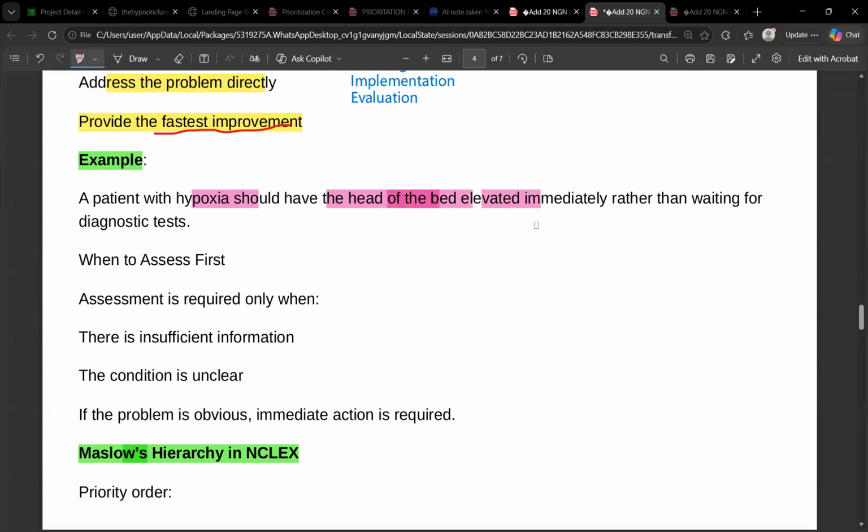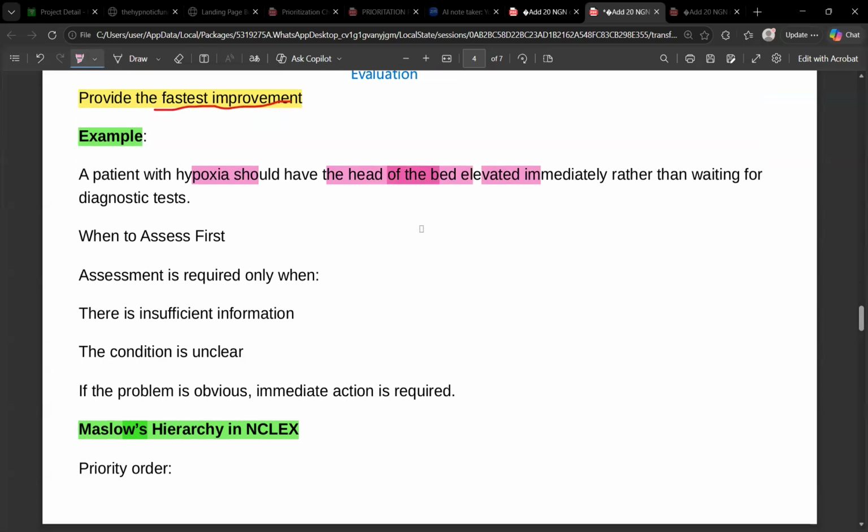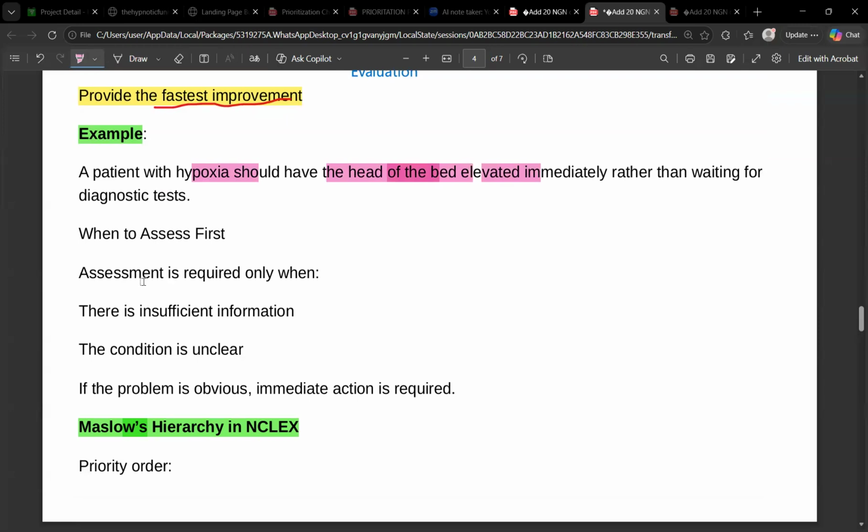When there is hypoxia, there is dyspnea, so our first priority is to ease the breathing. Rather than waiting for the diagnostic test, we can immediately raise the head of the bed. Then, when to assess first? When we have insufficient information or the condition is unclear. If the problem is obvious, immediate action is required, that means when the client is going into a complication scenario.